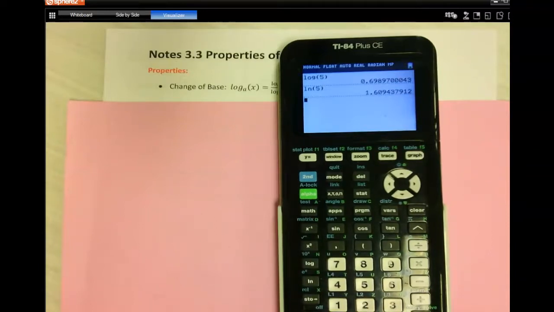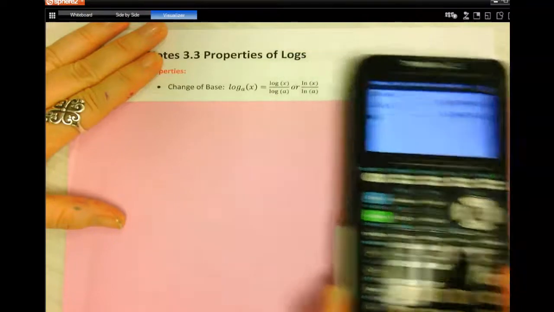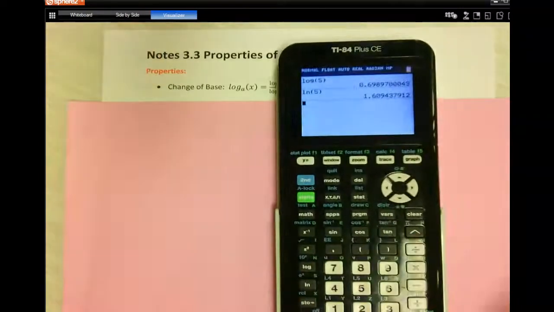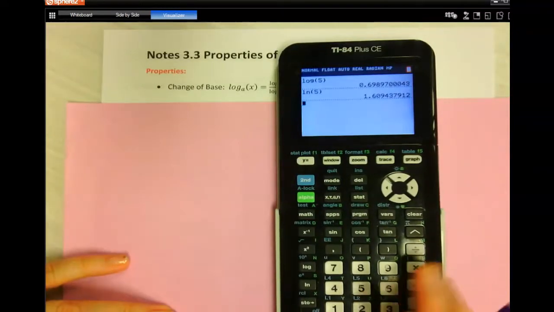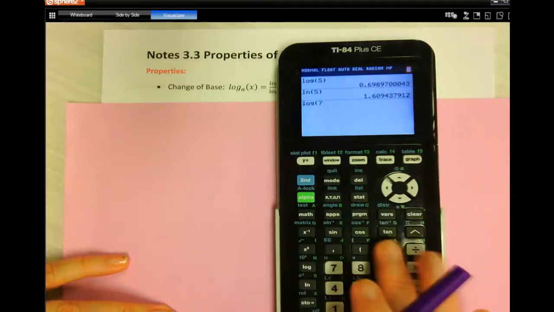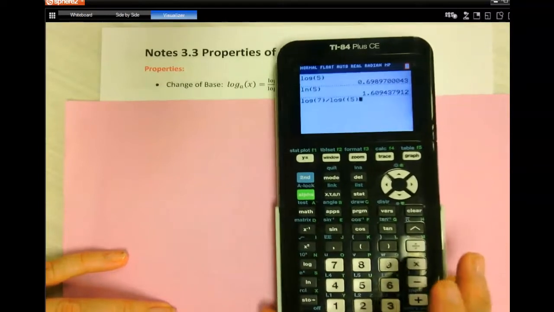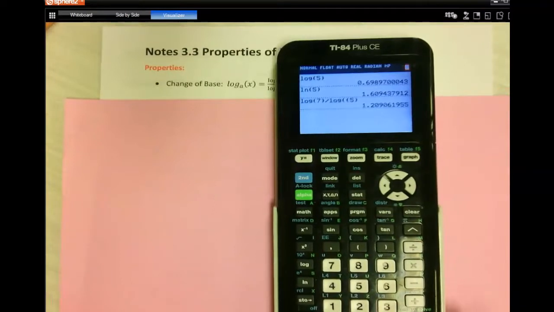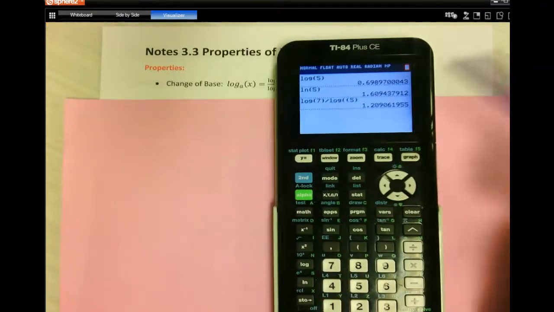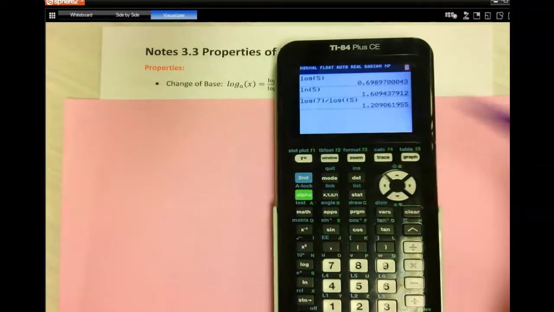The problem is if it's not base 10 or base e, we can't use those buttons on the calculator, so we have what's called the change of base formula. What that might look like is, let's say I have log base 7 of 5. In order to do that on the calculator, I would have to take log of 5 divided by log of 7, and you would write it out like that. You could do that in your graphing window or your home screen window, and it would calculate that for you. So what it did is it took it out of base 7 and put it in log base 10 so I could use my calculator.